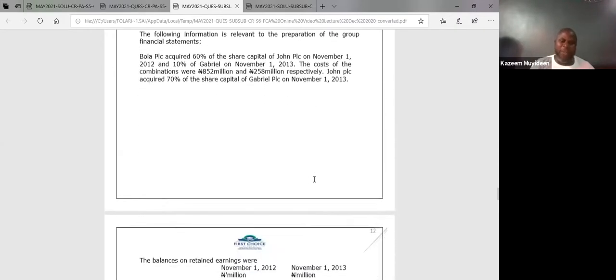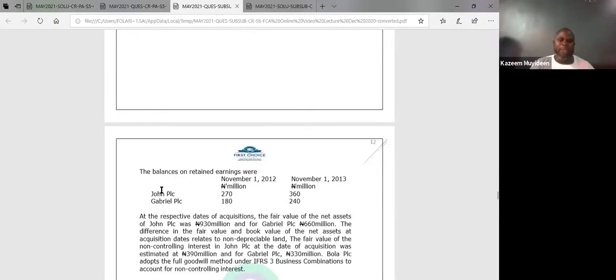They will not give you different retained earnings. The balance in retained earnings is as follows. Pick your choice. The retained earnings to pick for John, 1st November 2012, is 70. The retained earnings to pick for Gabriel is 240, because he has control over Gabriel in 2013. That is the purpose. The day he has control is the day we have to consider.